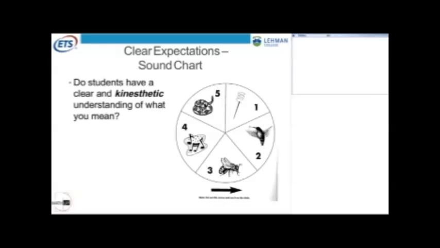Number 2 is a hummingbird with a hum. This is when students are whispering, and you can practice that with students. Let's whisper to each other. The third one is a bee, and that's talking. The fourth one is singing, and the fifth one is a snake or screaming, and we would never scream unless a snake walked into our classroom or slid into our classroom.